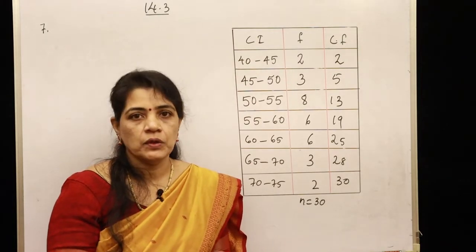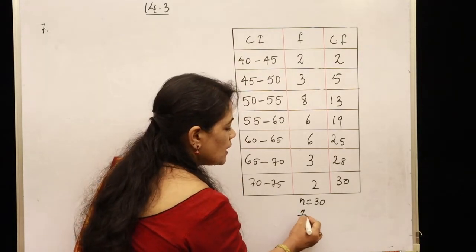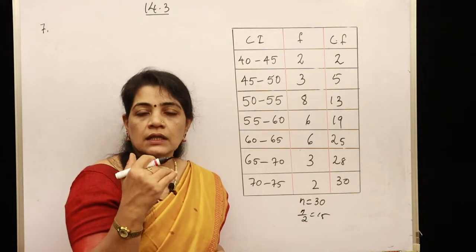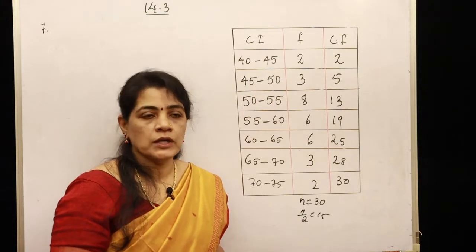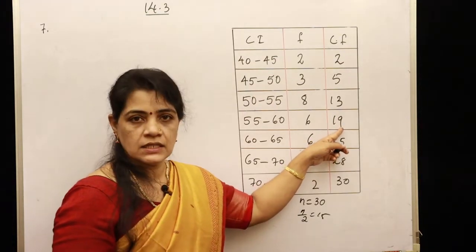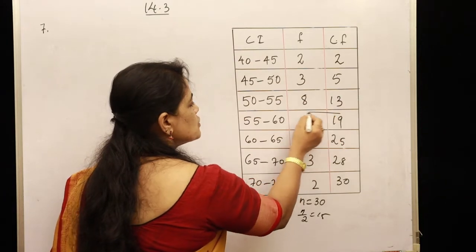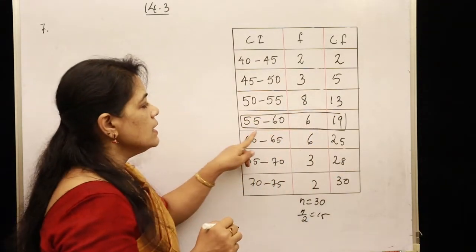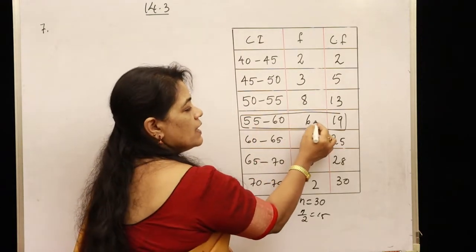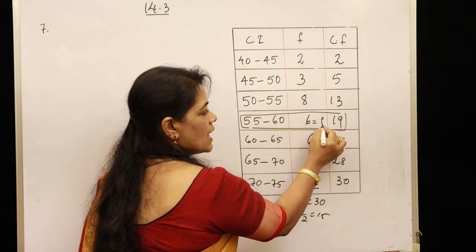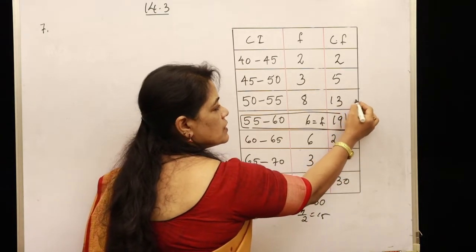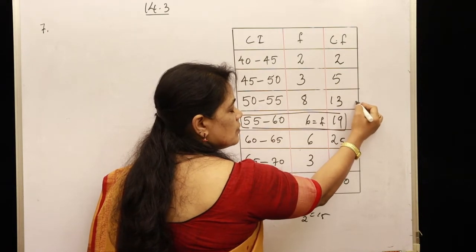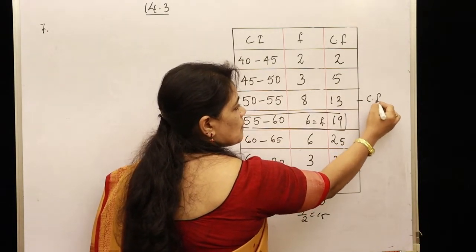Okay. So, the first step is to locate the median class. For that, n by 2. Here n by 2 is 15, and in the cumulative frequency column, the cumulative frequency just greater than n by 2, that is 15, is 19. The class corresponding to this 19 will be the median class. The lower limit is 55, and the frequency of the median class is f, and the cumulative frequency of the class preceding the median class will be CF.